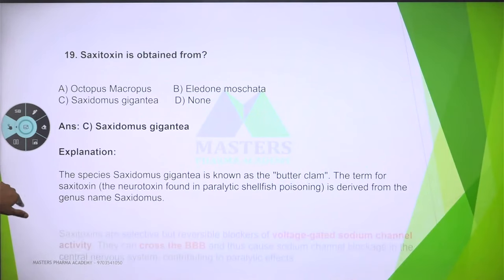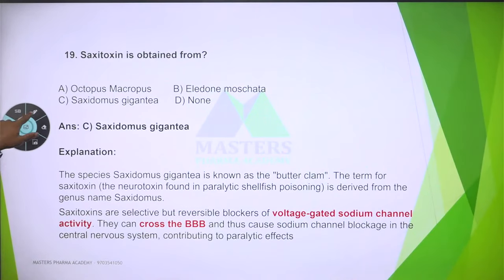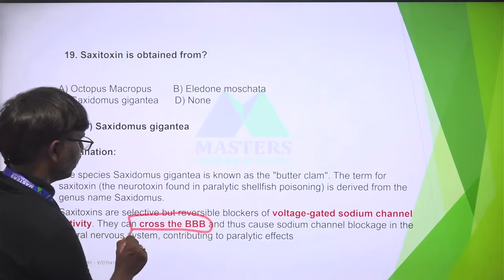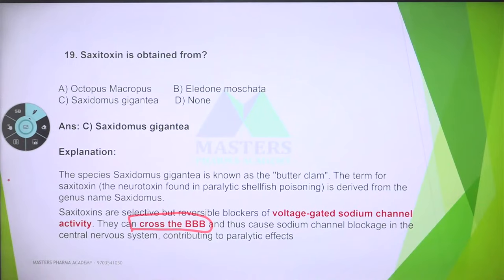Okay, saxitoxin. The mechanism of action: they are selective but reversible blockers of voltage gated sodium channels, and an important thing, they cross the BBB, the blood brain barrier. That's why it acts as a poison, toxin. Most of the poisons are able to cross the BBB. That's why they are very fatal. Because it crosses the blood brain barrier, immediately it will affect the central nervous system, and that leads to death sometimes.